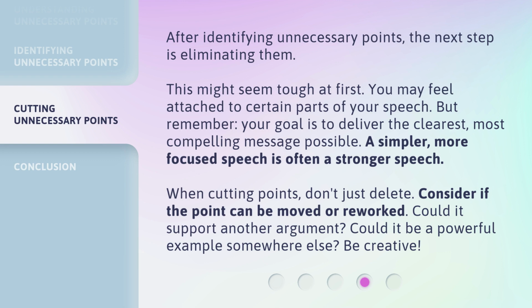When cutting points, don't just delete. Consider if the point can be moved or reworked. Could it support another argument? Could it be a powerful example somewhere else? Be creative.